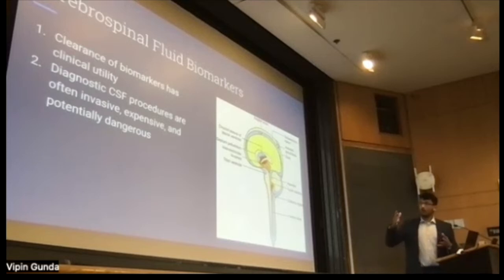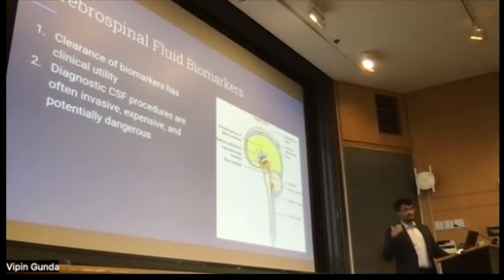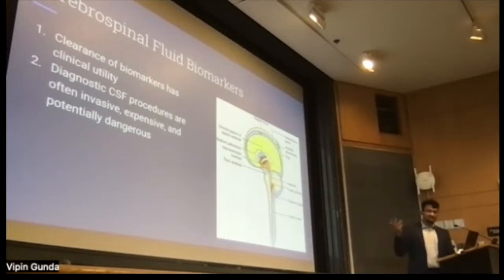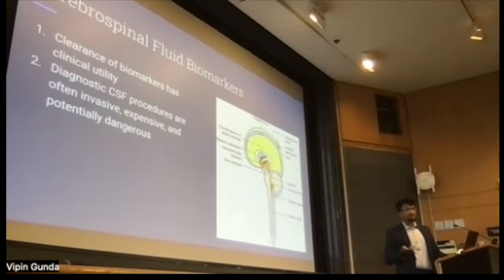Now, why do we look at CSF? Well, we know that Alzheimer's disease is happening in the central nervous system, and CSF is one of those fluids that circulates in the CNS, but ultimately leaves the CNS. And so our methods of trying to examine CSF currently are very expensive, they're very invasive, and they're potentially dangerous. This normally consists of a spinal tap where you have a neurosurgeon who extracts a little bit of CSF from your spinal cord, which can then get sent to a lab for an evaluation.